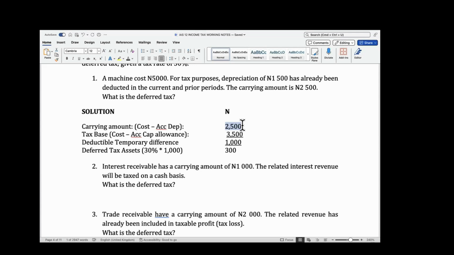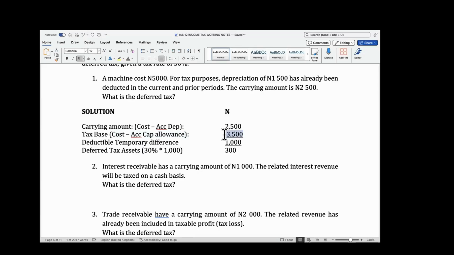Okay. That's the effect of it in your P&L eventually. The taxman, of course, does not allow depreciation. What he would give you is capital allowance. So in place of that, the tax base here, the way you do it is cost minus capital allowance. You get a balance of 3,500. This 3,500 means the capital allowance you will get over the life or the remaining life of this asset.